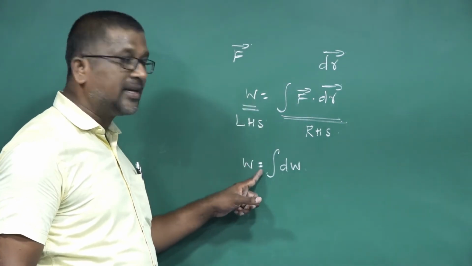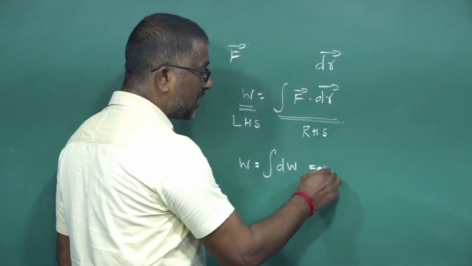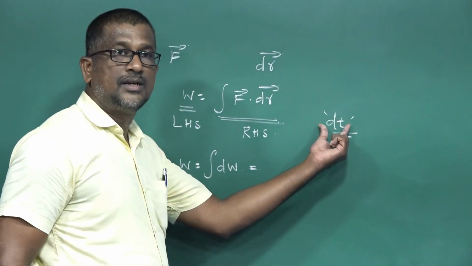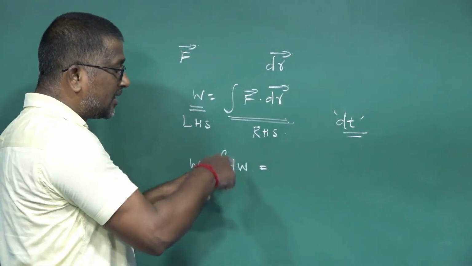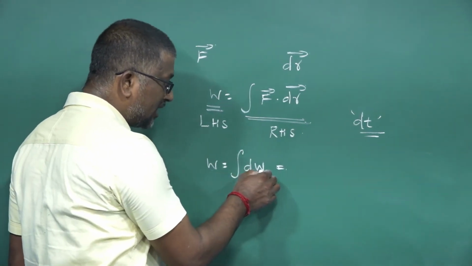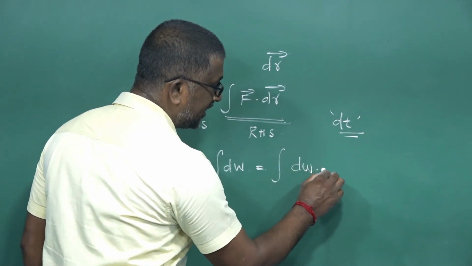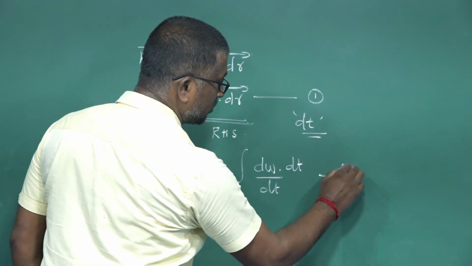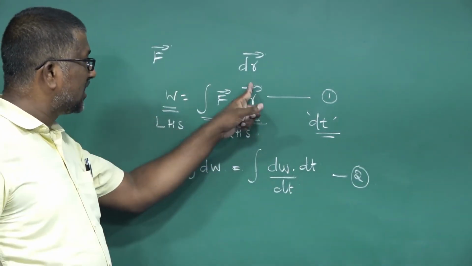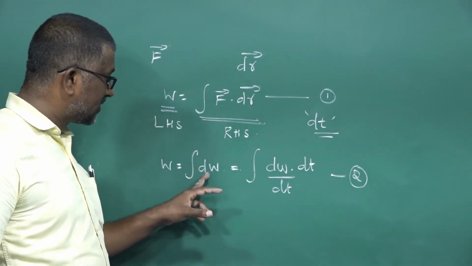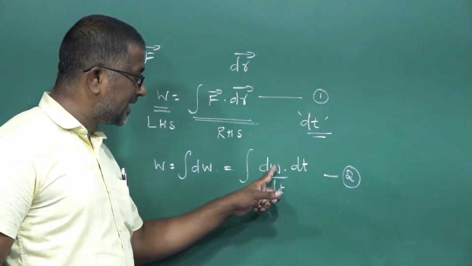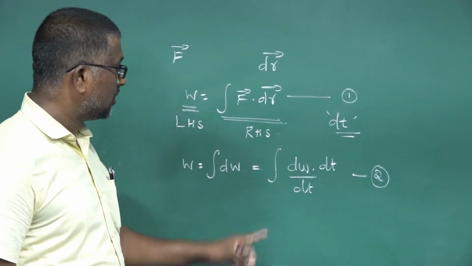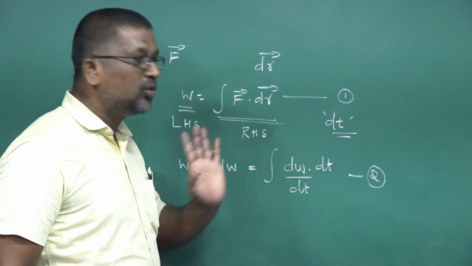So the total work done W can be written as integration of dW. For our convenience, in this term both numerator and denominator are multiplied by a small time, dt. So W is equal to integration of dW, or for our convenience, integration of dW into dt divided by dt. Suppose this is equation number 1 and this is equation number 2. The left hand side can be written as integration of dW divided by dt into dt. If the same value is multiplied in the numerator and the denominator, the value does not change. So W is equal to integration of dW divided by dt into dt.